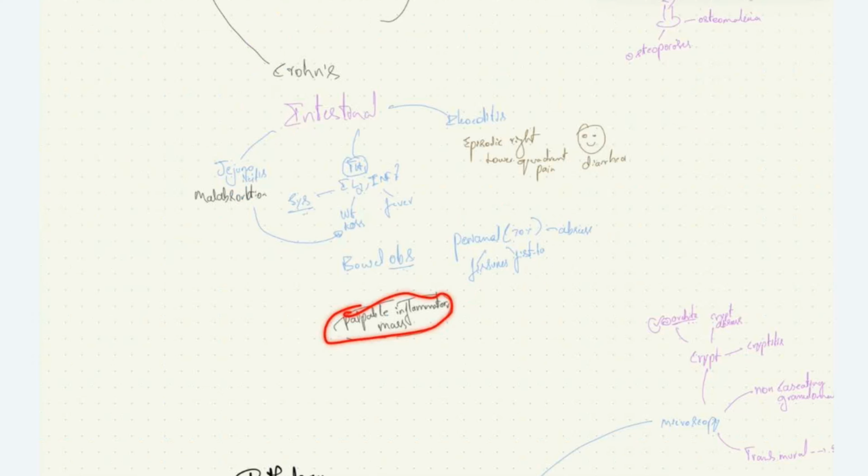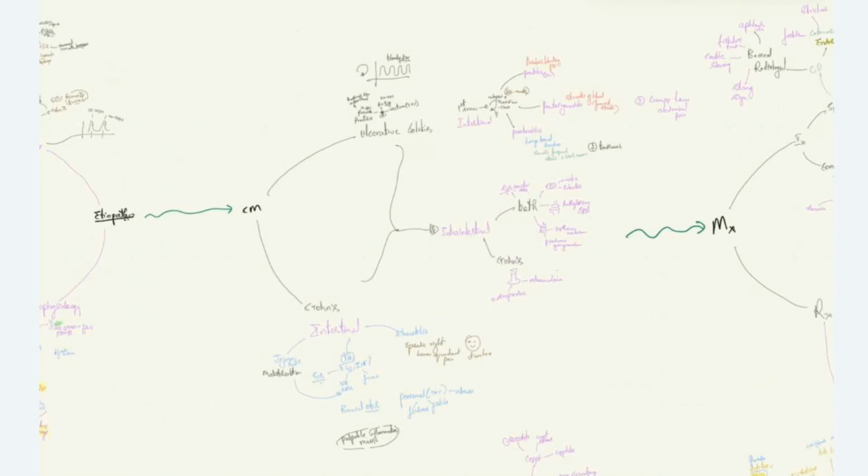We have inflammation going on in the GIT mucosa. Due to that, the GIT mucosa will get thickened. We also have creeping fat in Crohn's disease. So on palpation, we can palpate an inflammatory mass in Crohn's disease patients. These are all the intestinal manifestations in ulcerative colitis and Crohn's disease.